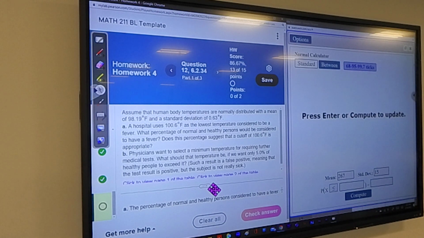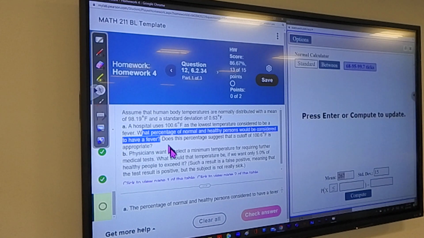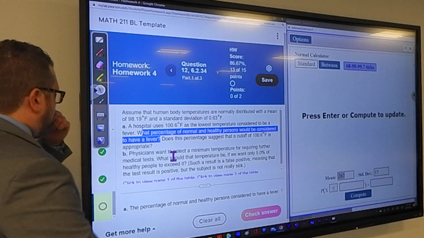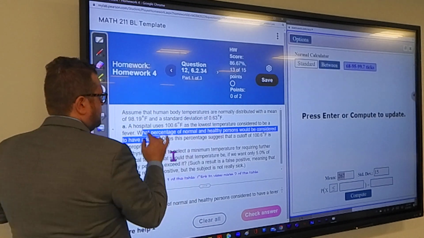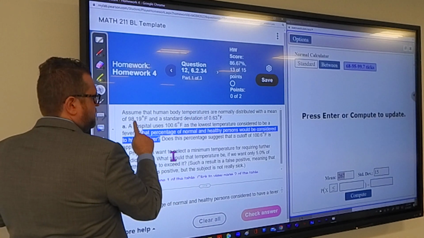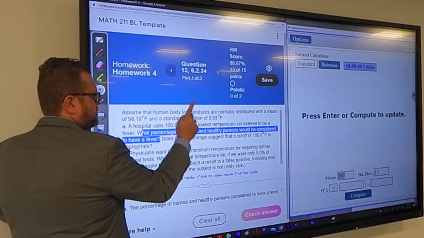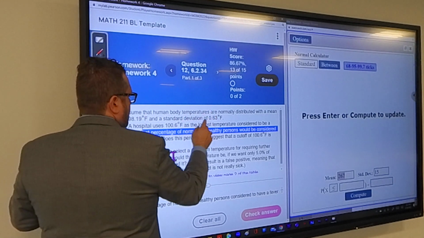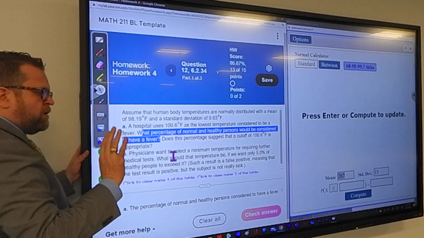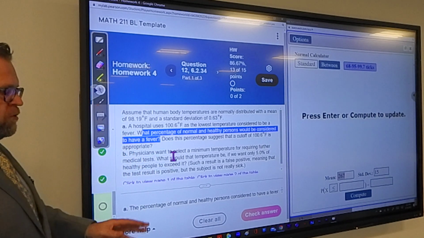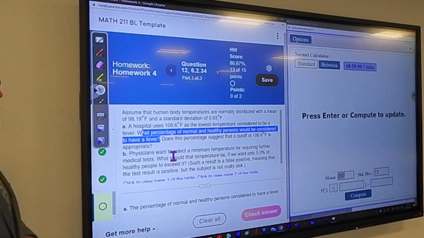So what do we do? I want to calculate the percentage of normal and healthy persons considered to have a fever. Because after all, these numbers, 98.19 and 0.063, these aren't sick people. Sick people are a different population. This is the behavior of normal and healthy people. And the goal with this cutoff is to say we don't want normal and healthy people slipping through and getting a room, and then we come to find out they're really not sick. They're normal and healthy.